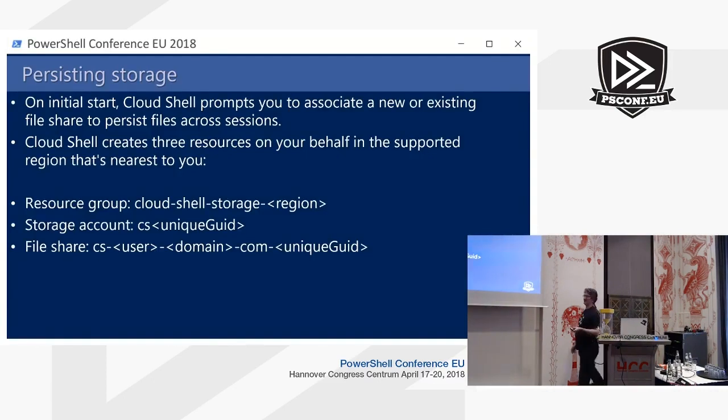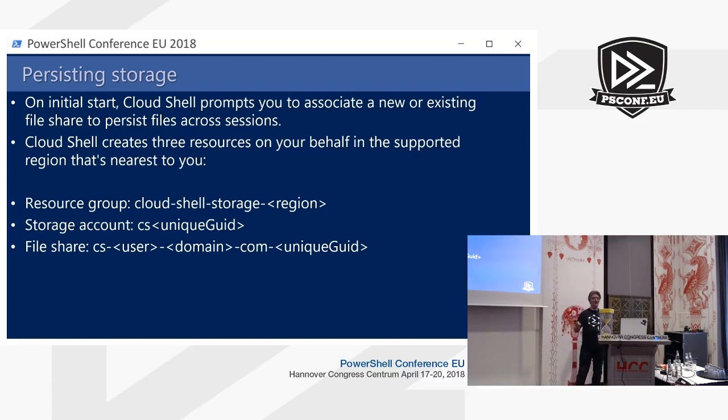So let's talk a little bit about persisting storage. As you've seen on the previous screen, you can pick the names that you like, but if you accept all the default ones, the naming convention is a resource group called cloud-shell-storage-region. So that's the one that you will look for if you use the default ones. The storage account is a CS and then some unique GUID, and the file share is cs-user-domain-com-unique GUID for it, right? So this is what you get by default.